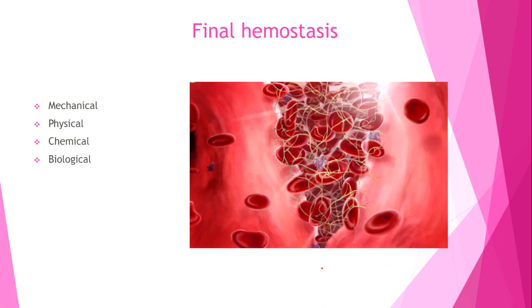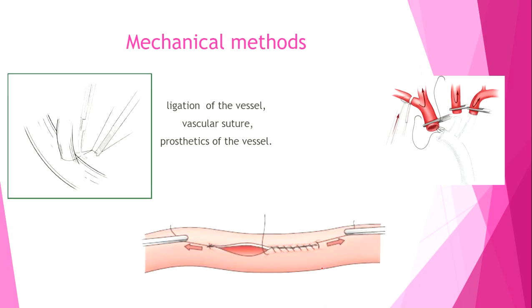Final hemostasis. We have 4 different types of final hemostasis: mechanical, physical, chemical, and biological. When we talk about mechanical methods, we have 3 different types: ligation of the vessel, you see it here; vascular suture, see it here; and prosthetics of the vessel.